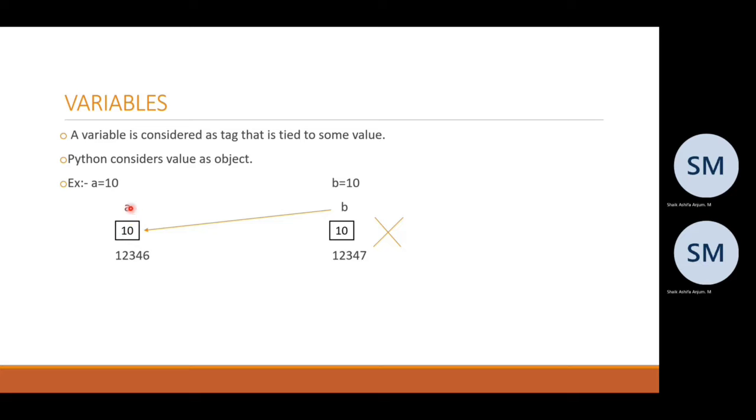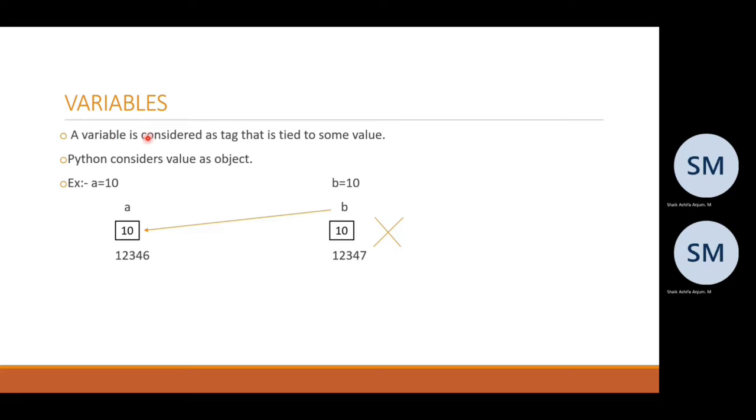the address of the variable, that is a, has a name and it has the memory location address. This is the address and this is the variable name, and this 10 is stored in this address location. In other languages like C and Java, the address is for the variable. For variable a, 1 2 3 4 6 is the address, but whereas in Python the address is given to the value, that is 10, not for the variable.